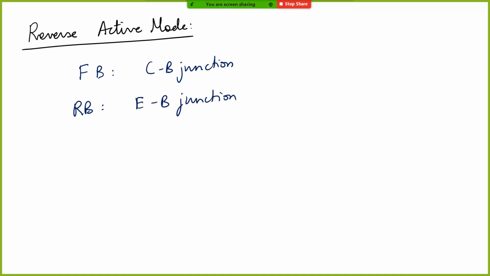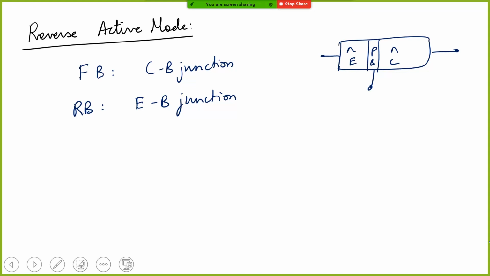Suppose you forward bias the collector base junction and reverse bias the emitter base junction. What do you think will happen? Let's go into this. This is your N, P and N. This is your emitter, base, and collector. You have these three terminals, right? Can you guess what will happen?